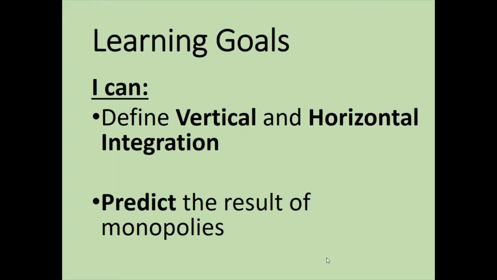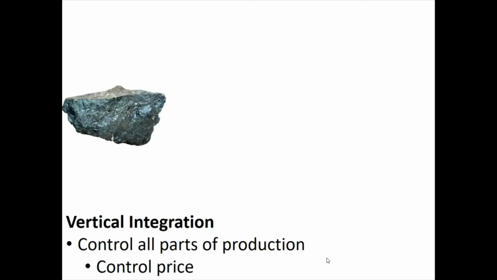I can define vertical and horizontal integration, and I can predict the result of monopolies. Vertical integration is when you control all parts of production, and thus you can control the price. We're talking about the types of monopolies that allow you to control all of one thing. We've talked about monopolies in other lessons. I'm going to show you two specific ways in which you can monopolize an industry. We're going to do vertical integration, and this is where you control all parts of production.